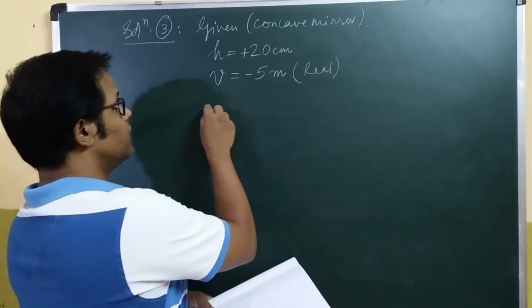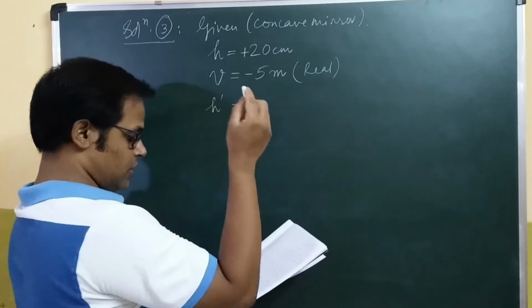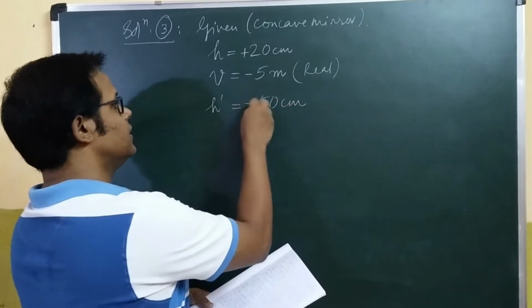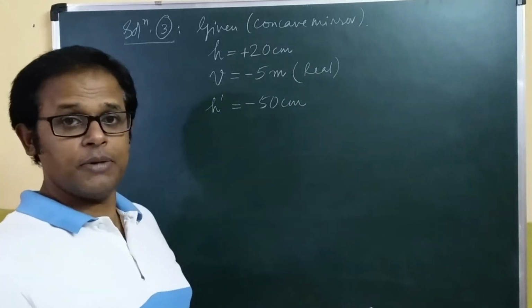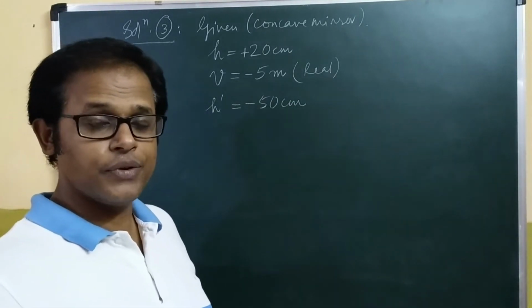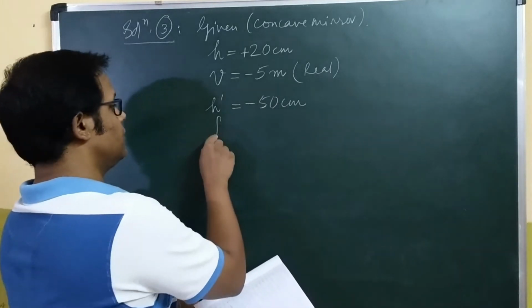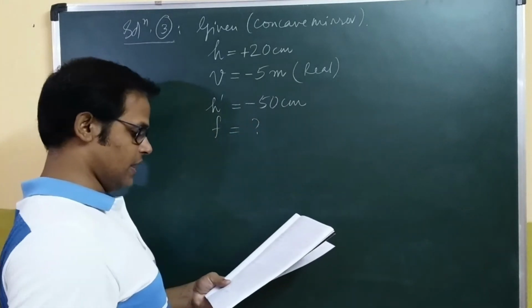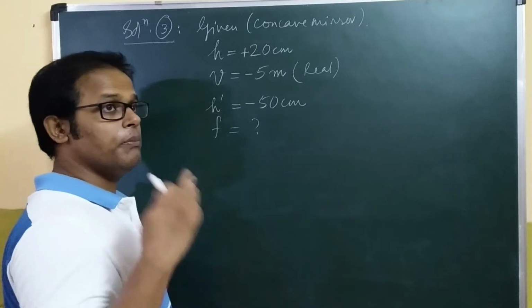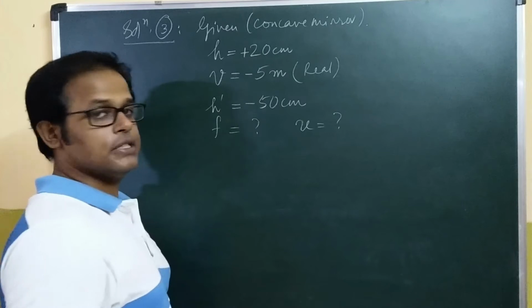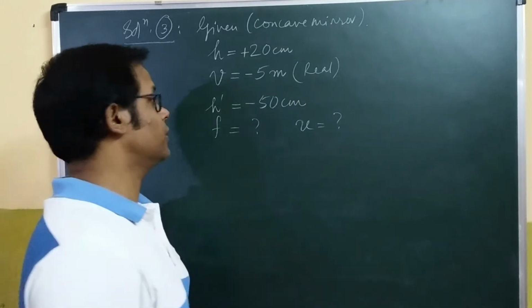The height of the image, h dash, is given to us as 50 centimeters. Without forgetting the sign, it has to be an inverted image. Hope I'm clear there. So it has to be naturally a minus sign. So find the focal length of the mirror. You can do it faster now. Focal length and the distance between the mirror and the object. So it's also asking you the object distance. Is that clear? Okay, good.